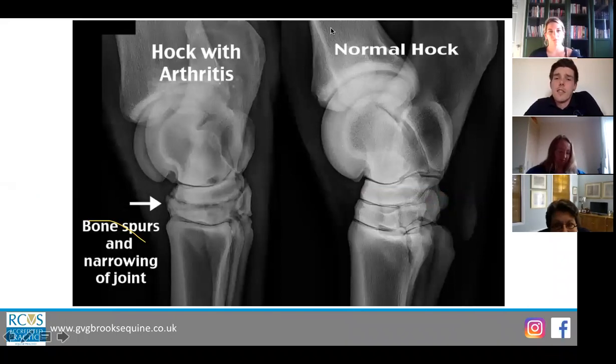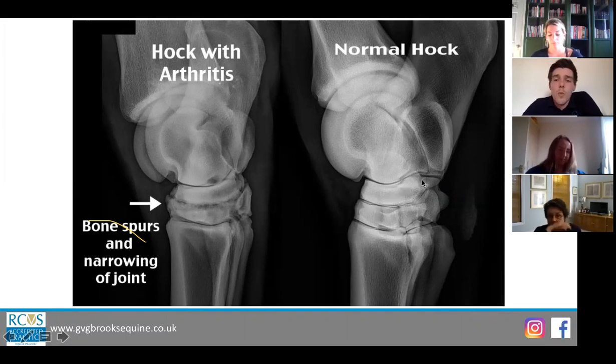So this is above the horse's hock. So this is the tibia coming down here. The point of the hock would be on the back here. So that big bone is what forms the point of the hock. And there's lots of joints that make up the hock joint overall. And all of them actually can develop osteoarthritis, but most commonly it's these bottom two joints here that develop arthritis.